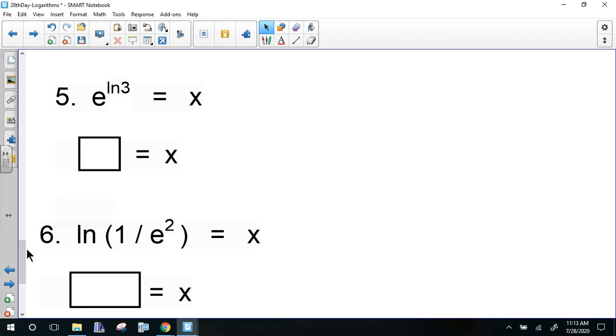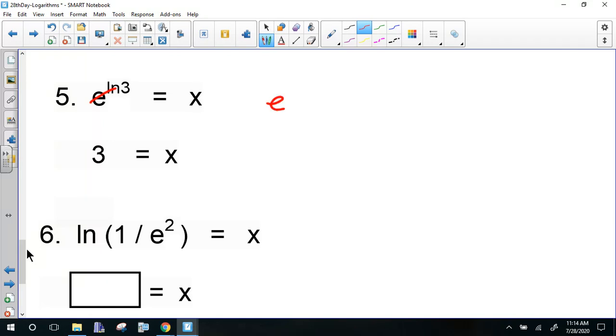Here I replace, I've got e. This is an exponential form: e raised to the natural log of 3. The e and the natural log sort of cancel each other out, and I have 3 left. This is the same as you would write e to the log base e of 3 equals x. Those cancel and you've got 3 left.